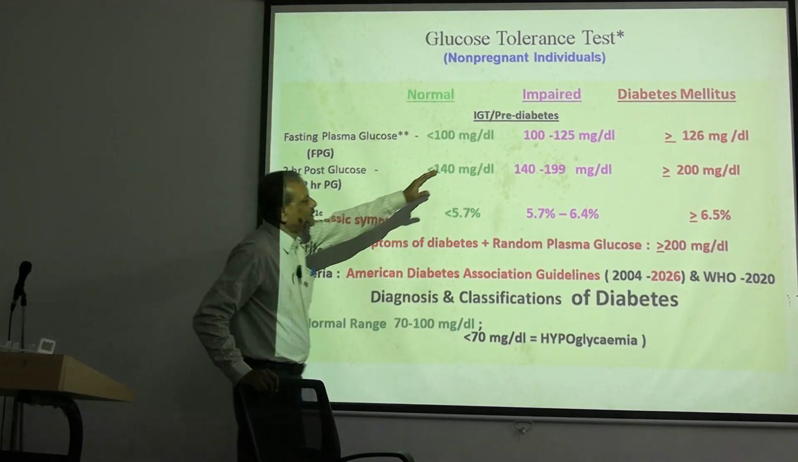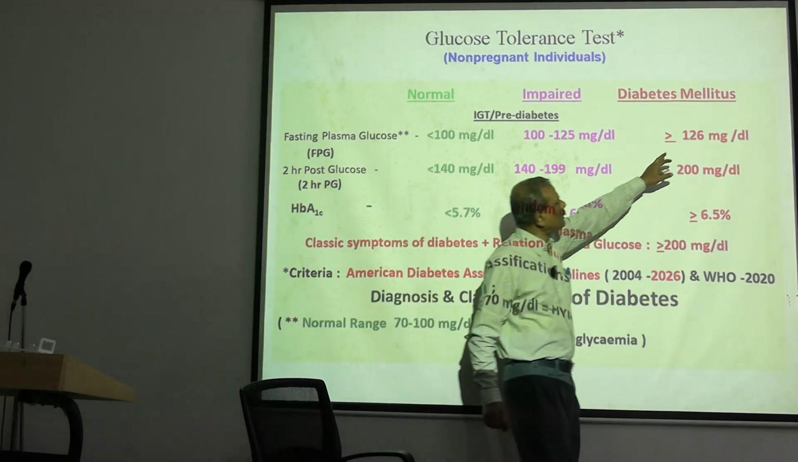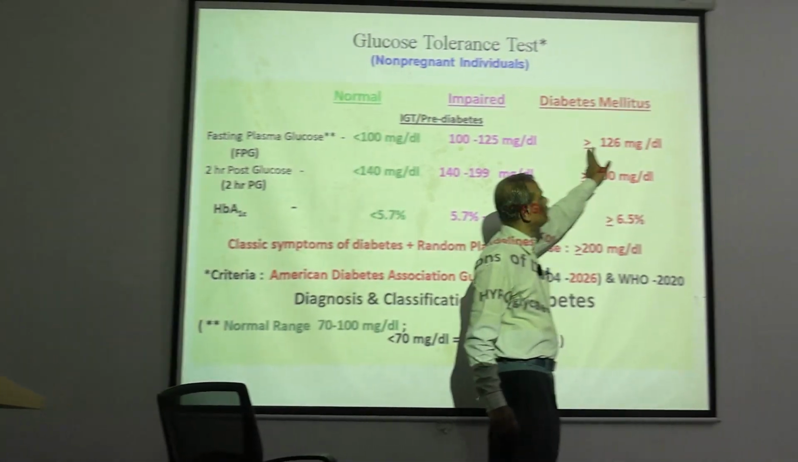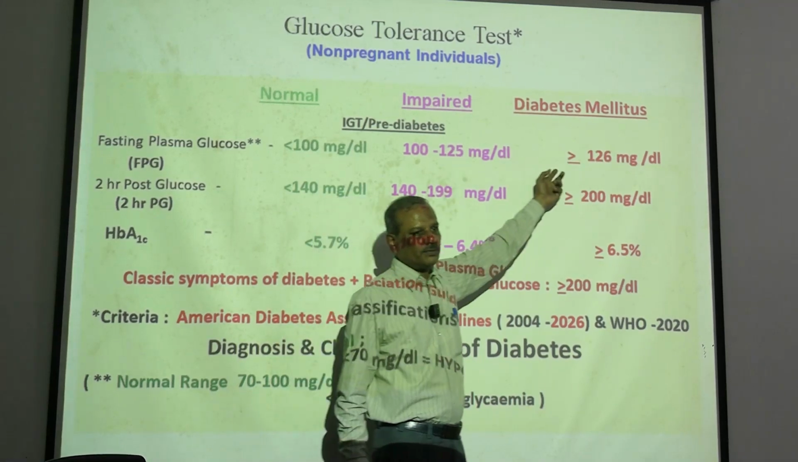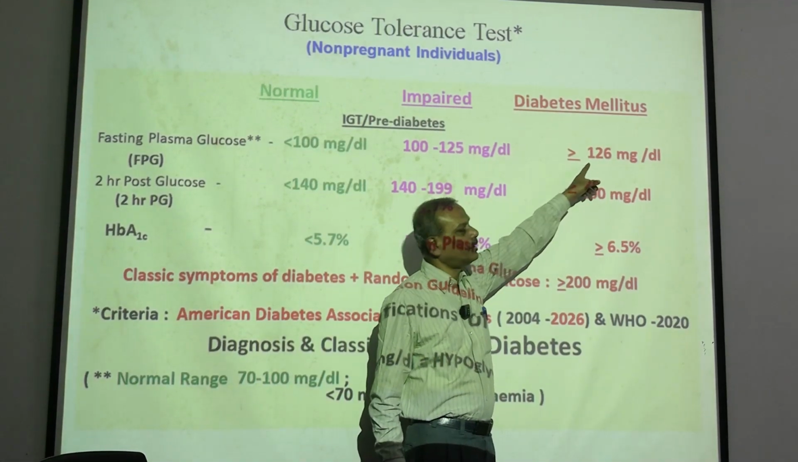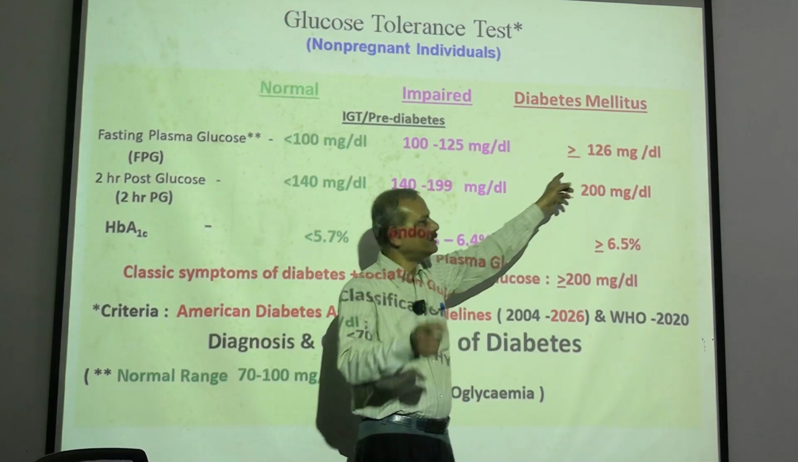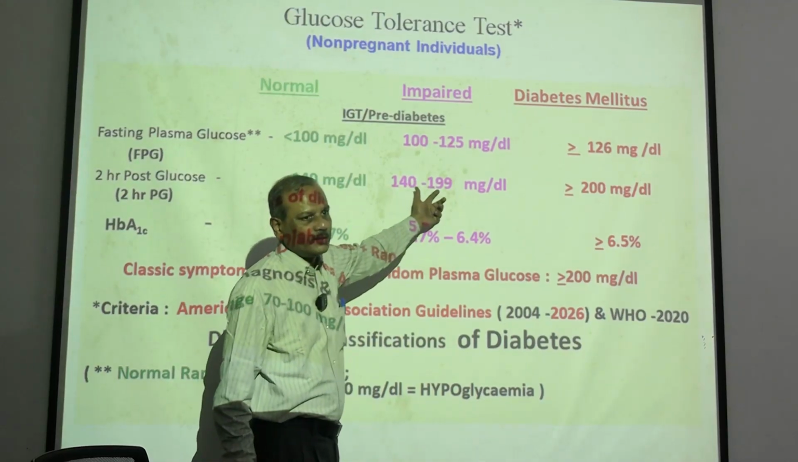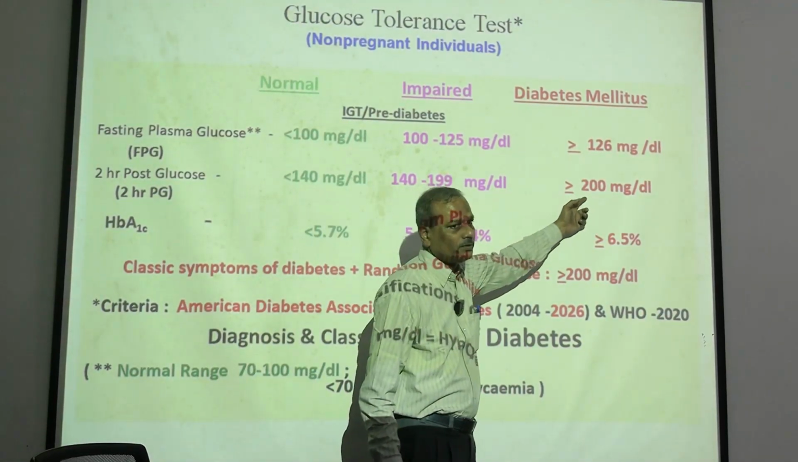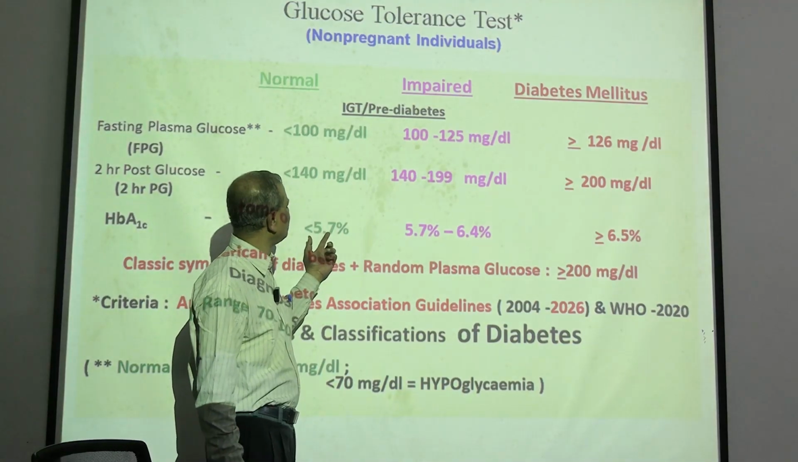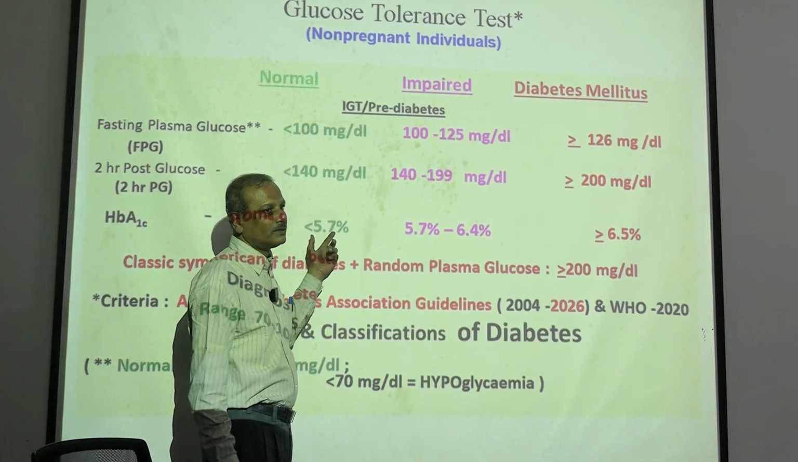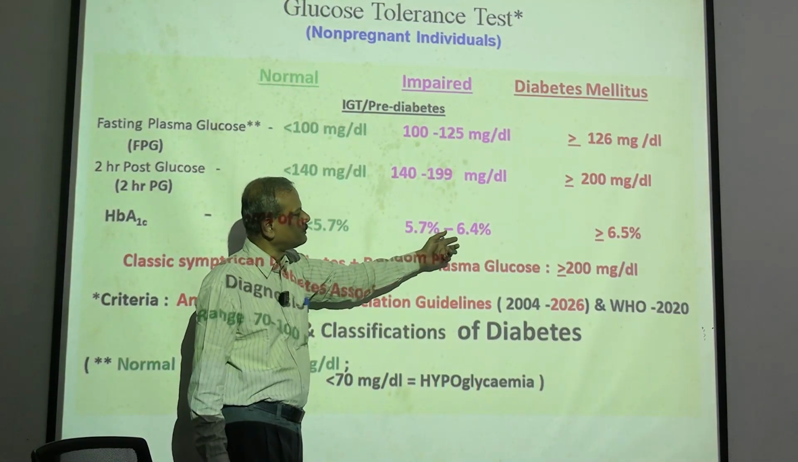And diabetes is this one. It will be more than or equivalent to 126, because 125 is the upper limit here. So it will be equivalent to 126 or more. Here the upper limit is 139, and diabetes is 200 or more. Here the upper limit is 5.7, and the prediabetes range is 5.7 to 6.4.